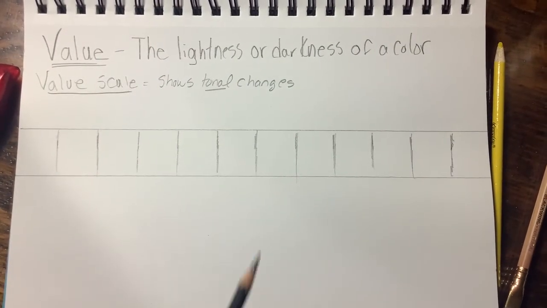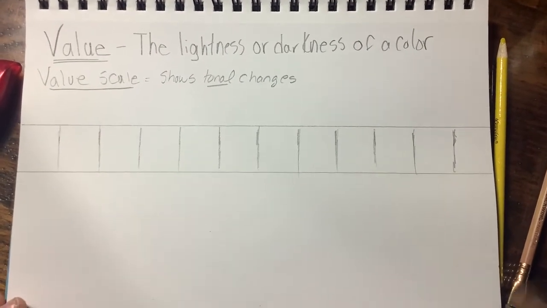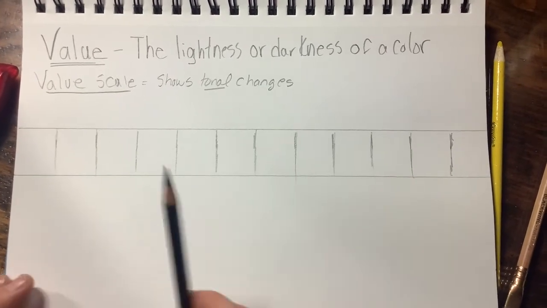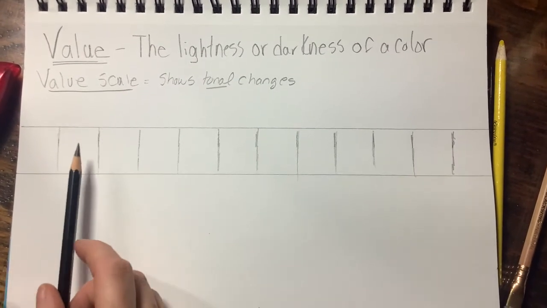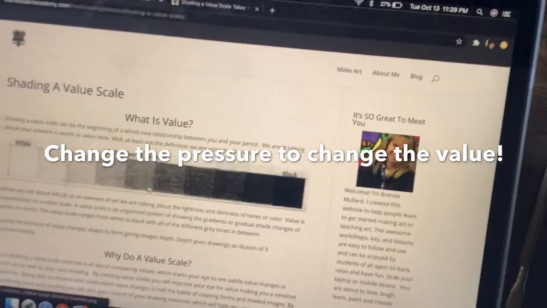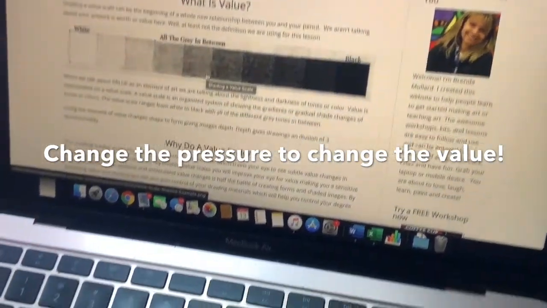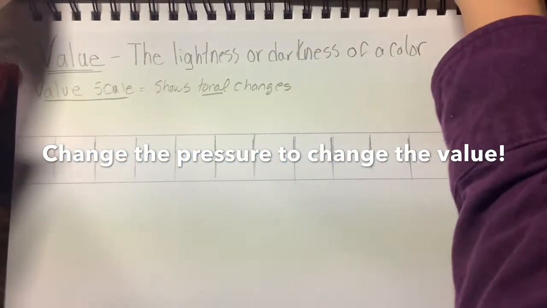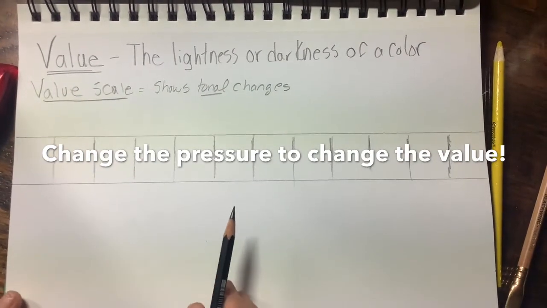Now, what could be helpful is to have that handout that I showed you that's on Google Classroom handy so you can match up the tones. Like right in front of me, I have this value scale so I can look at it while I'm drawing. I'm just going to put it over there out of the way.